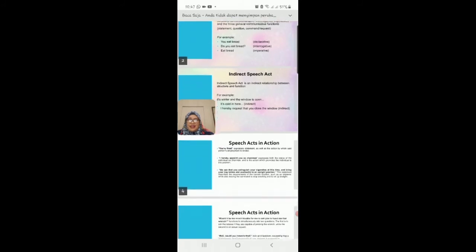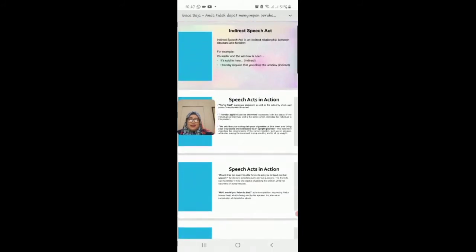Now we move to the next part, indirect speech act. Indirect speech act is an indirect relationship between structure and the function of the language. I will give you one example here. The sentence is, "It's winter and the window is open." Someone produced this sentence. Can you guess what is the meaning of this sentence? I will repeat the sentence. Someone says, "It's winter and the window is open."